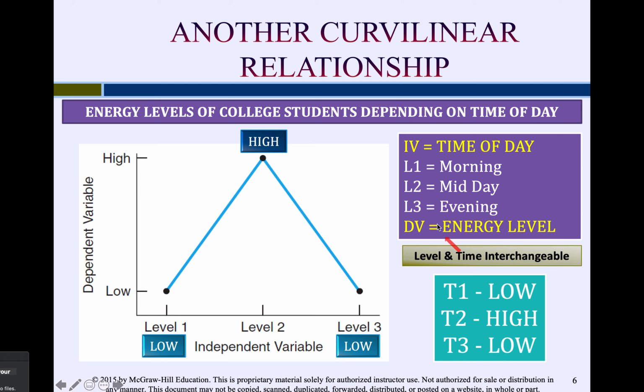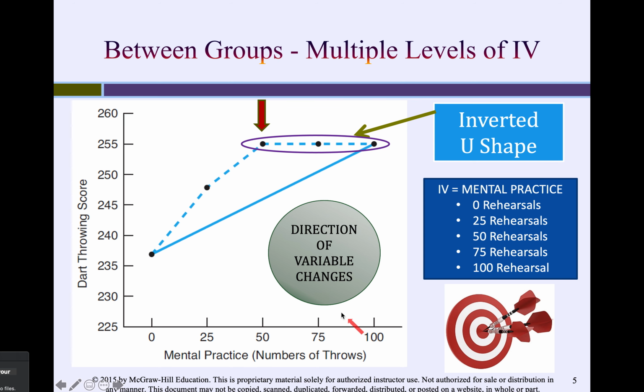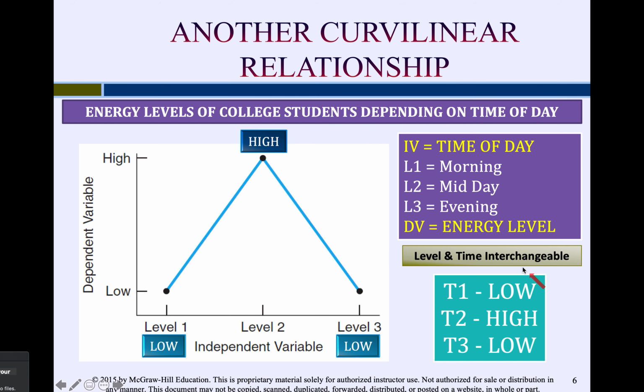Now, I want to note that just because we say morning, midday, and evening, sometimes we don't call these levels. Sometimes we call these time 1, time 2, and time 3. As you can see here, time 1 is in the morning, time 2 is midday, and time 3 is in the evening. So level and time are interchangeable. But typically when we're referencing a particular time of day, we will actually reference it time 1, time 2, time 3. However, in the dart throwing, this did not represent different time frames. It represented different experiences. And so we would call that levels within the IV.